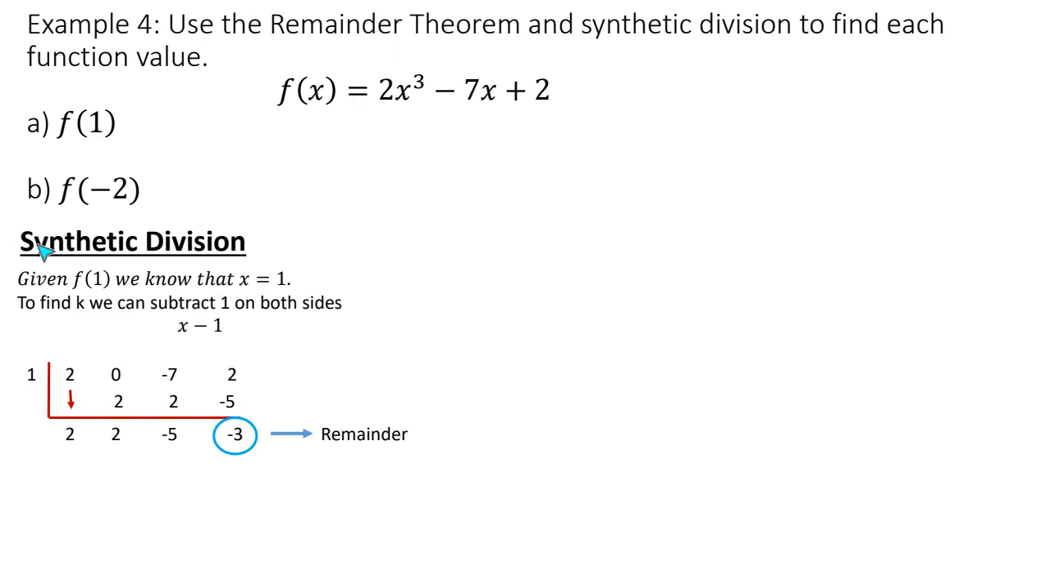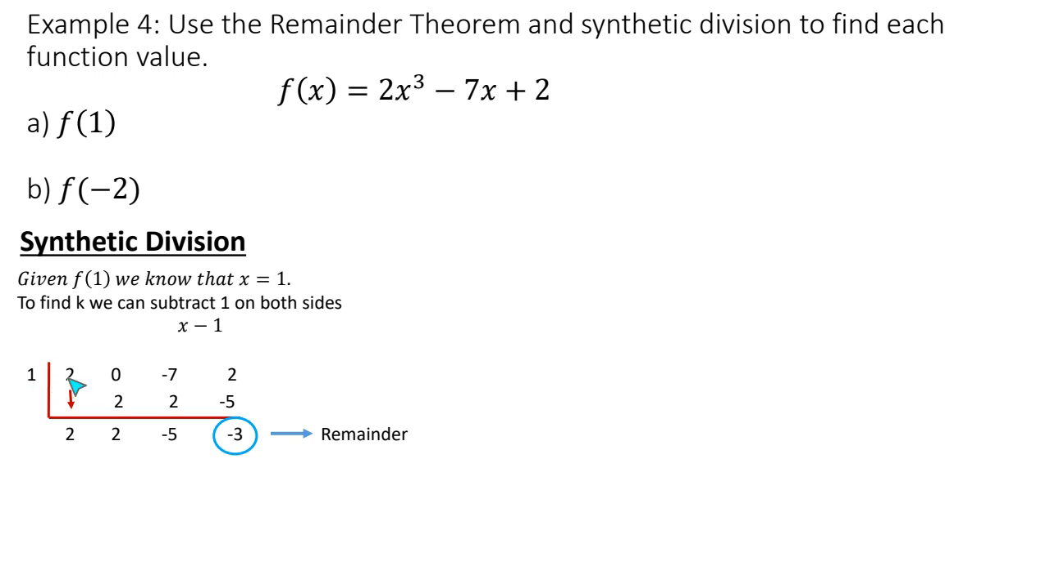And so first let's talk about synthetic division. Given f of 1, we know that x is equal to 1. So this number in the parentheses is what x is equal to. To find the k, if I bring 1 to the left side, then I have x minus 1. So my k is going to be 1. In other words, whatever the number is in the parentheses, that's going to be your k.